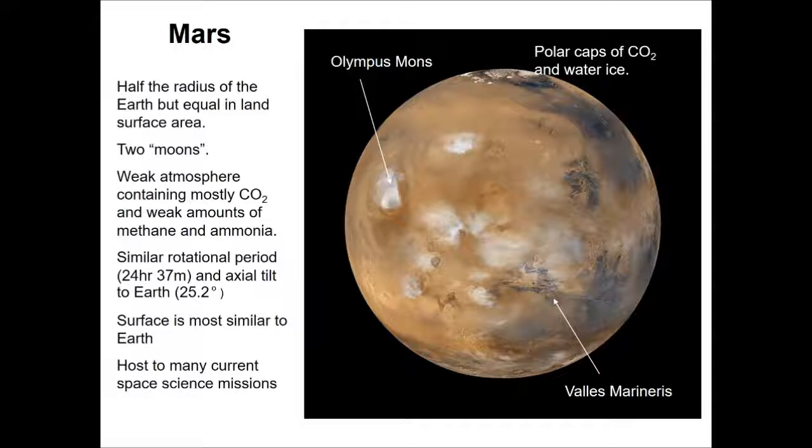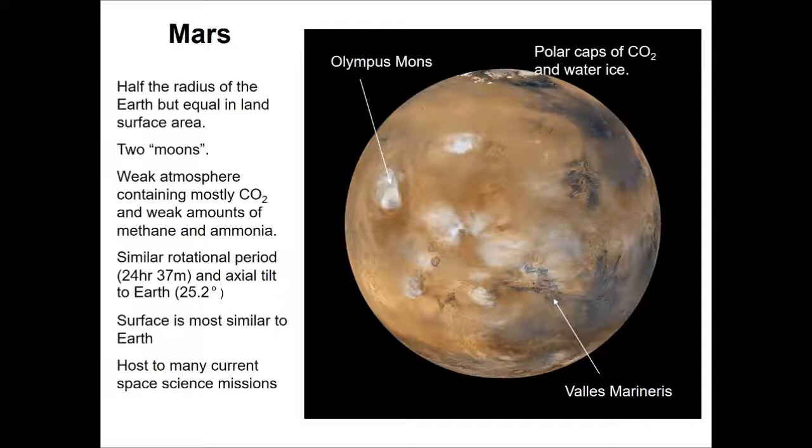Mars has a day cycle that's very similar to the Earth. It's only about half an hour longer. It has an axial tilt very similar to the Earth. Remember, the Earth is 23.5 degrees. The axial tilt of Mars is 25.2. So what that means for the axial tilt being very close to the Earth is that it experiences seasons, much in the way that we do.